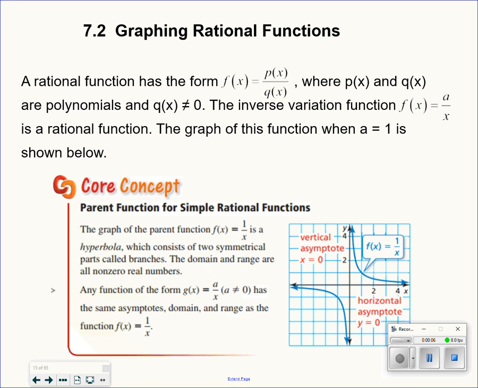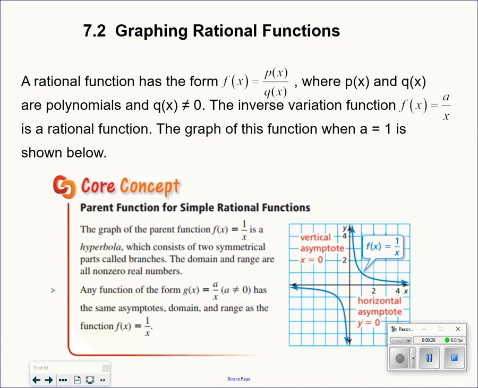7.2 is graphing rational functions. So we're going to start graphing now, and we're going to be doing this for the next few sections of graphing rational functions. So anytime you have a fractional function is basically what we're talking about here.